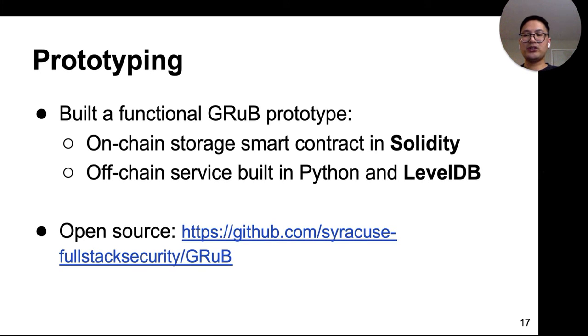For implementation, we built a functional GRuB prototype, and we implemented the on-chain storage smart contract in Solidity. And for the off-chain part, we implemented it in Python and integrated it with LevelDB. We open sourced our code on GitHub.